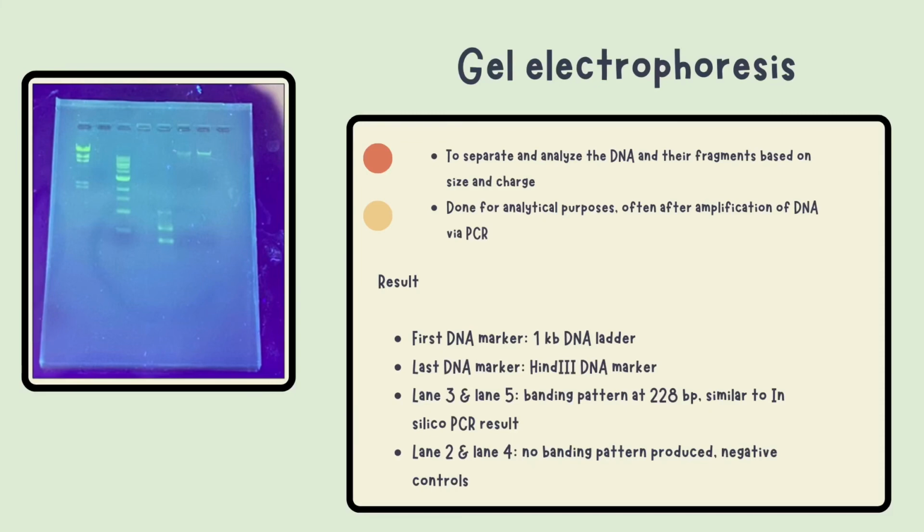The first and last lane were placed with a 1 kilobase pair DNA ladder and HindIII DNA marker respectively in the 1% agarose gel wells. The positive controls, lane 3 and lane 5, showed a distinct banding pattern at 228 base pairs, confirming the result obtained from in silico PCR. Lane 2 and Lane 4 produced no banding patterns because they were the negative controls.